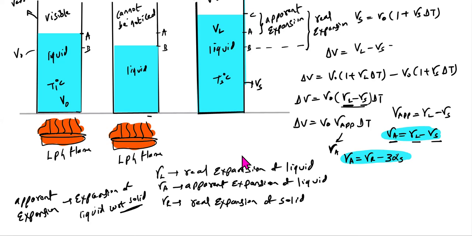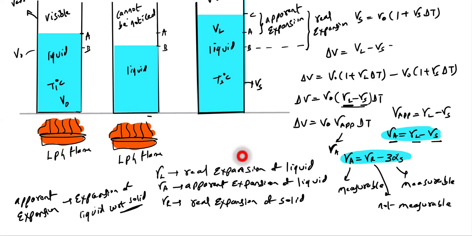And what is measurable? Apparent expansion is measurable, real expansion is not measurable. So from experiments, I know real expansion of solid. I know most of the vessels, I know their alpha value, glass, steel, any solid. I'll measure apparent expansion of the liquid. Then I can use this formula. I'll find out the real expansion of liquid.